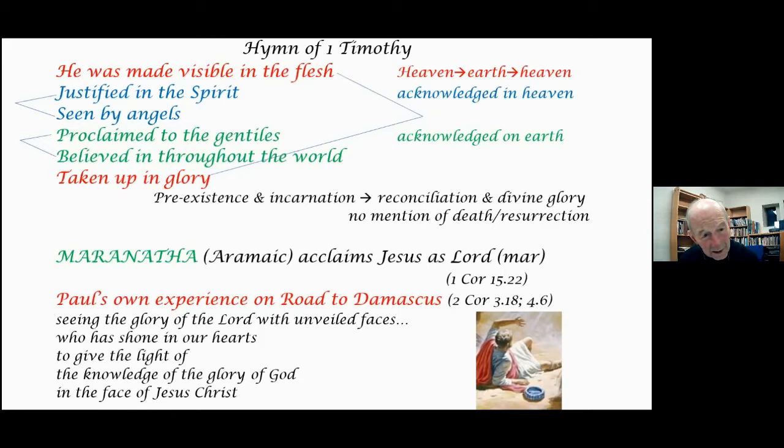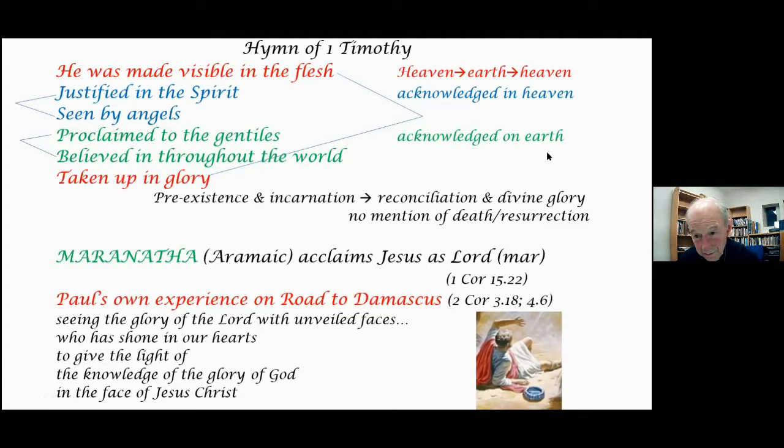And then between those, he's acknowledged in heaven, justified in the spirit, seen by the angels, and on earth as well, proclaimed to the Gentiles, believed in throughout the world. So the first couplet declares that he's acknowledged in heaven by the spirit and the angels, and the second that he is acknowledged on earth by the Gentiles and throughout the world. Again, the concentration is on the exaltation of Christ, not on the empty tomb or the risen body. The pre-existence and the incarnation, the reconciliation and the divine exaltation. No mention of death or resurrection.